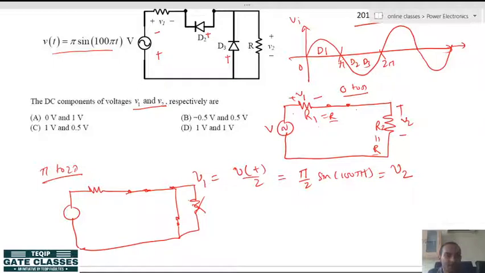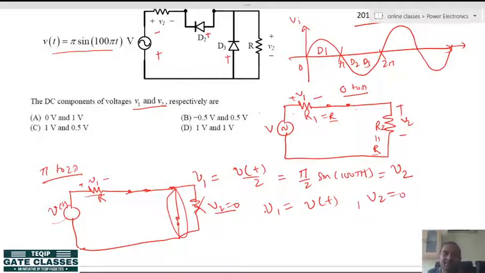So if you see here, this is now V1 and this is R, this is Vt, the supply voltage. Since the resistance is shorted, it means V2 will be equal to 0, simple. And what is V1? V1 will be equal to simply Vt, because all the voltage appears across this resistance, but since this is a short circuit, V2 will be 0. Similarly this will repeat.